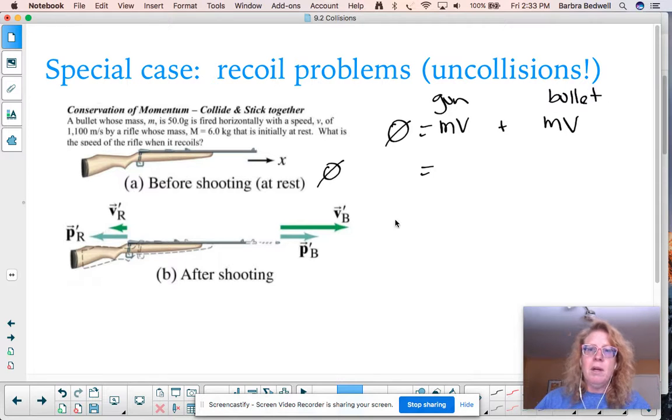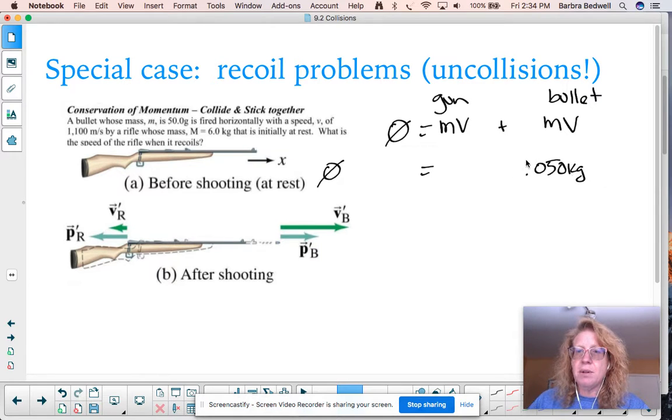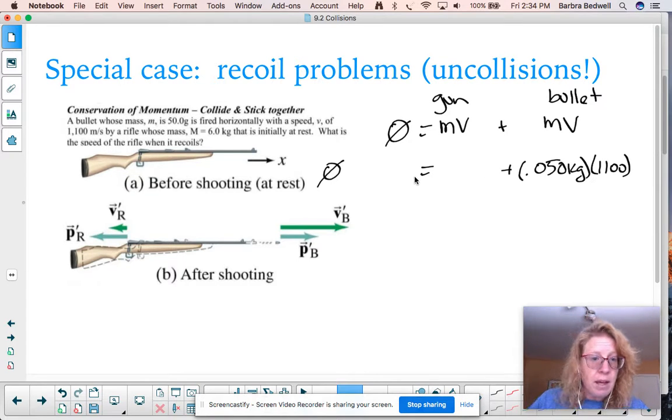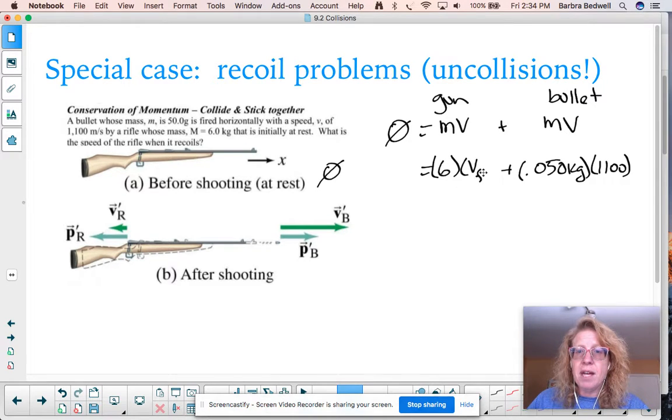Between the two of them, we've got a bullet whose mass is 50.0 grams. I'm going to have to turn that to kilograms because it's in grams right now. So 0.050 kilograms is fired horizontally with a speed of 1,100 meters per second. And then I know what my gun weighs, because it says right here in my problem, 6 kilograms. And I want to know what the VF of the gun is. I don't know what it is.